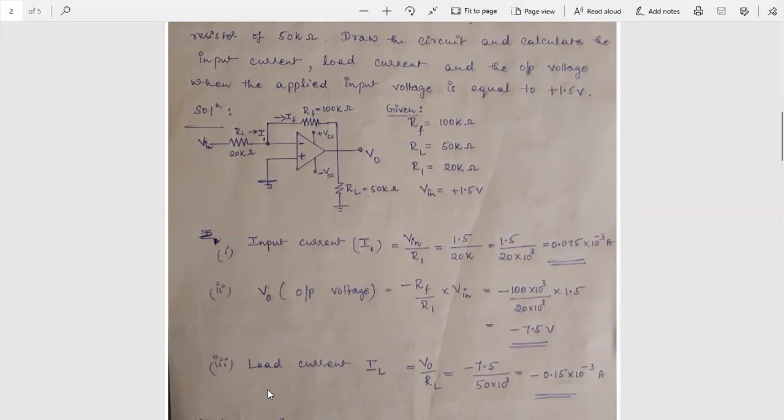So now the load current IL, equation to calculate the load current is V0 by RL. So IL is equal to V0 by RL. So minus 7.5 divided by 50 into 10 to the power 3 is equal to minus 0.15 into 10 to the power minus 3 amps.